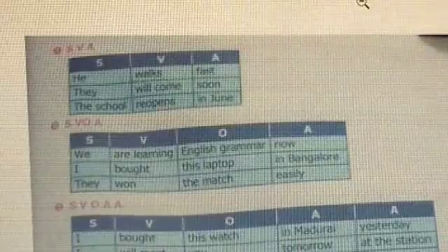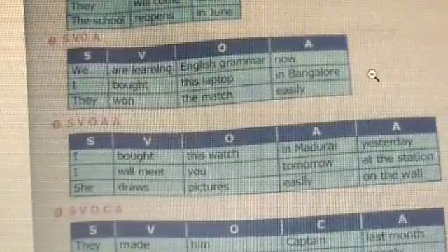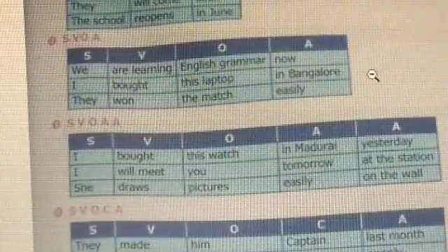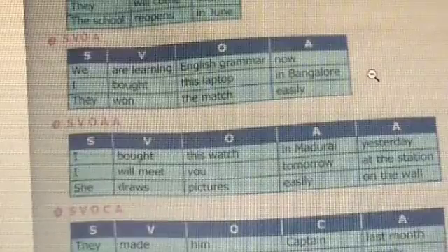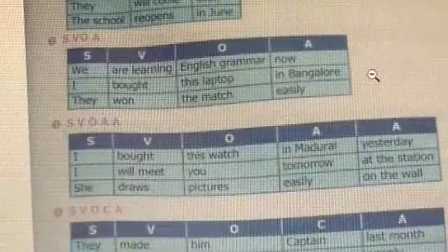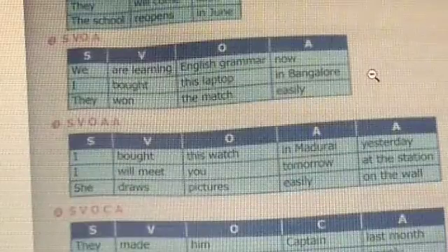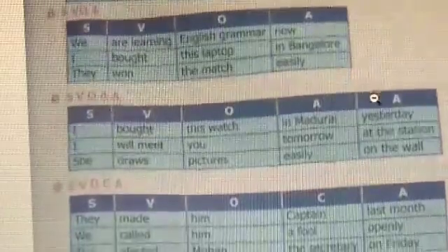Coming to the next pattern, you see SVOA. We are learning English grammar now. So we subject, are learning verb, English grammar object, now timing adjunct. I bought this laptop in Bangalore. Where did I buy? You ask the question where, you get the answer. So it is adjunct, in Bangalore.